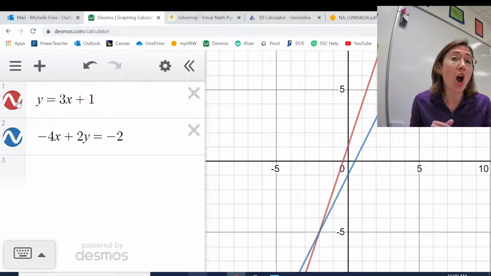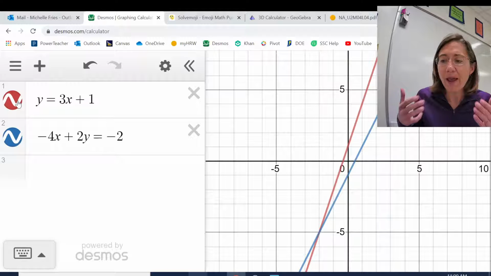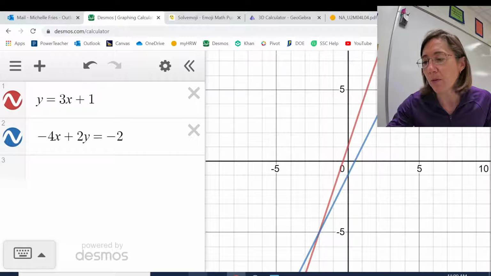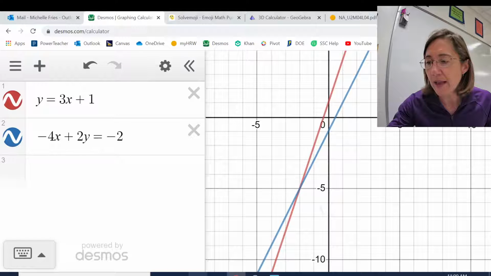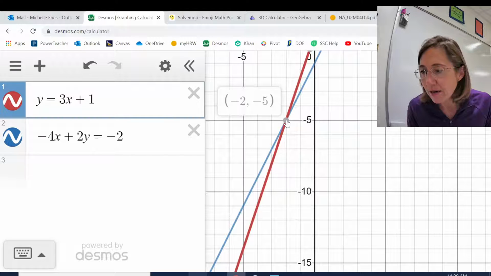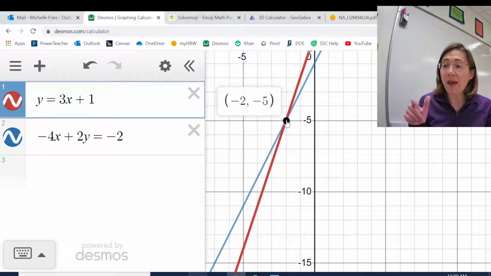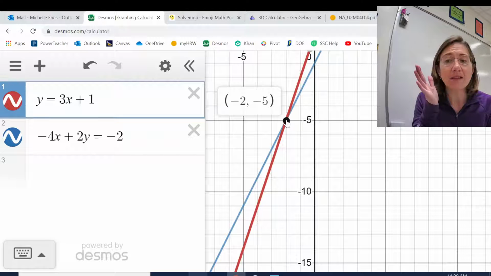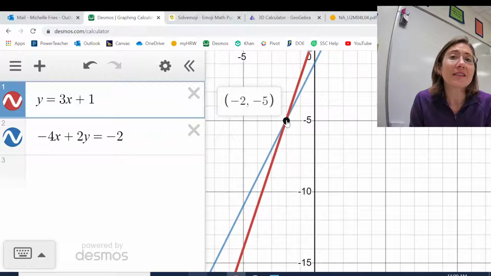If you want to think about art, remember how red and blue make purple? You would be looking for, if these were paints, where would my point turn purple? So they don't turn purple on Desmos, but move this around a little bit. Do you see that the two lines are intersecting right here? That point, negative 2, negative 5, is on the red line, so it's a solution to the red equation. It's also on the blue line, so it's a solution to the blue equation.